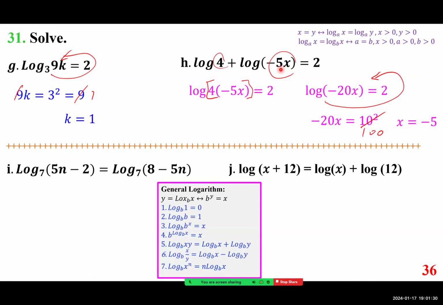Well, in this case, they both have the base 7. So 5n minus 2 is 8 minus 5n.